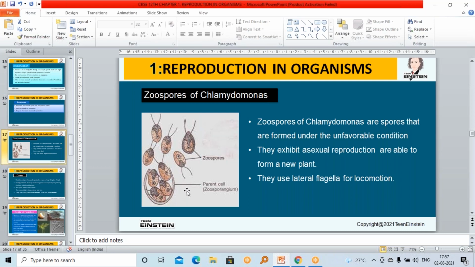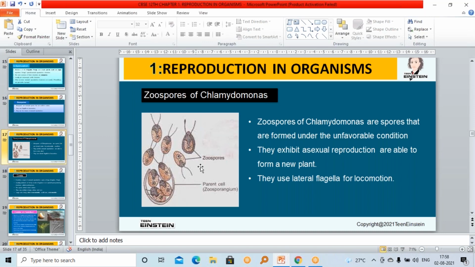Inside the parental cell, which is the zoosporangium, many zoospores get formed. During zoospore formation, the parent cell acts like a sporangium. Inside the parent cell, spores get formed. After attaining maturity, the parent cell wall breaks and the zoospores get released into water.